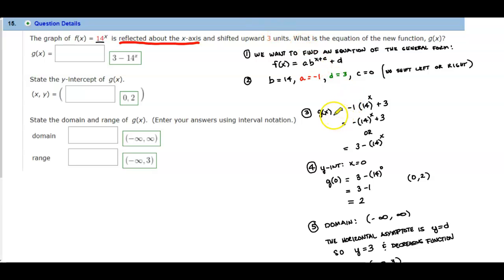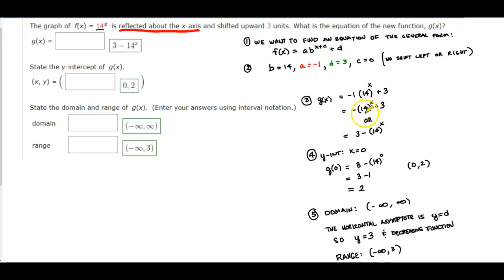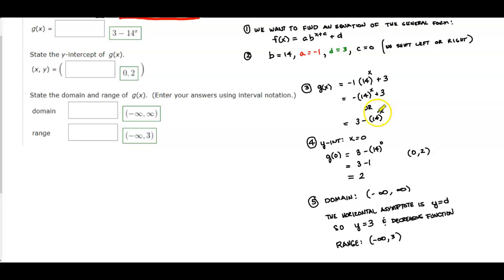So now we're going to go ahead and plug in the values for the function. We're going to have g(x) equal to the value of a, which is -1, times a base of 14 to the power of x, and then plus 3. So we get negative 14^x plus 3, or we can reorder this and write it as 3 minus 14^x. And that's what we get for the first part of the solution.